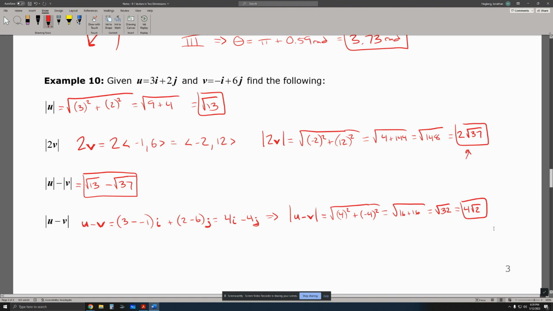All right. So this has been our notes on vectors. We talked about component form. We talked about unit vector form. We talked about direction and magnitude. We also talked about scalars.